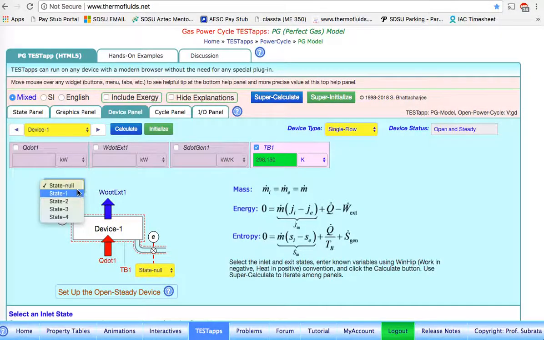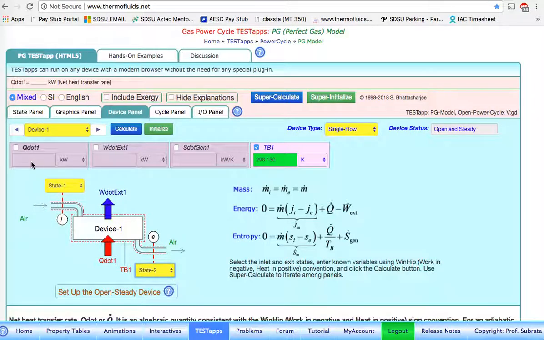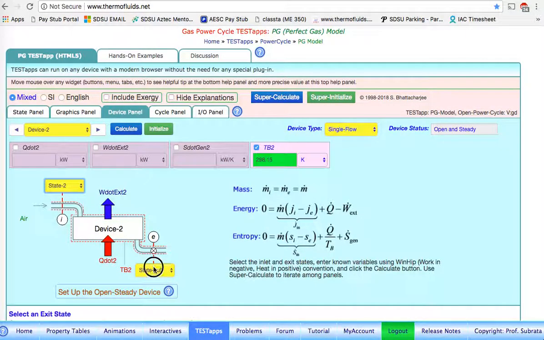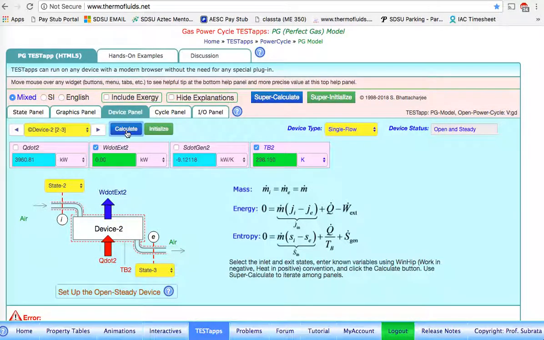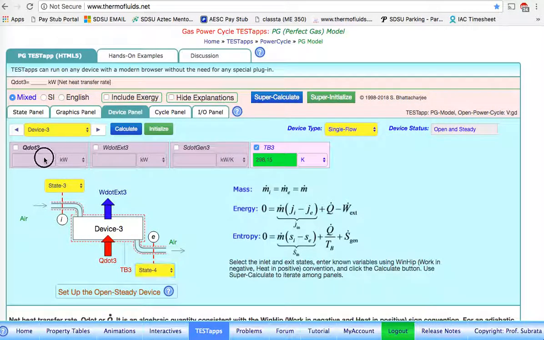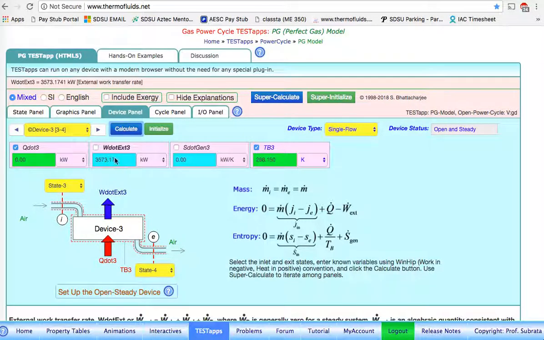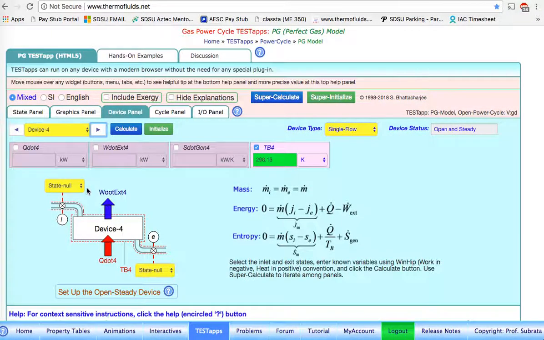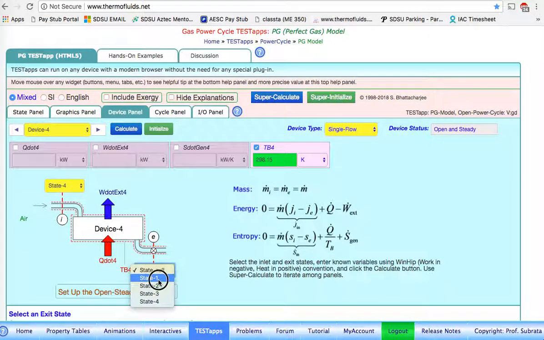We can go to the device panel and complete the cycle basically. This is state 1 to 2 where no heat generation, therefore we can calculate the work of the compressor. Device 2 goes from state 2 to state 3, there's heat generation, no work. Device 3 would be state 3 to state 4 where no heat generation, and that's the work of the turbine produced. Next we can go to device 4. Device 4 would be the last one, goes from state 4 back to state 1 with no work and heat out.